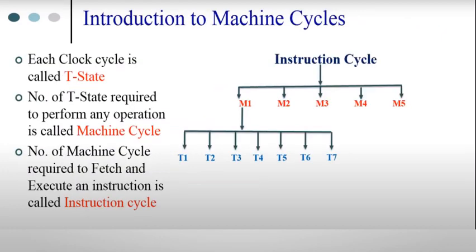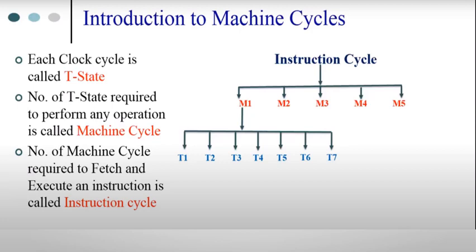Let us get into the timing diagram. What is a timing diagram? A timing diagram is a graphical representation. It represents the execution time taken by each instruction in a graphical format. The execution time is represented in T states. I will tell you what a T state is.